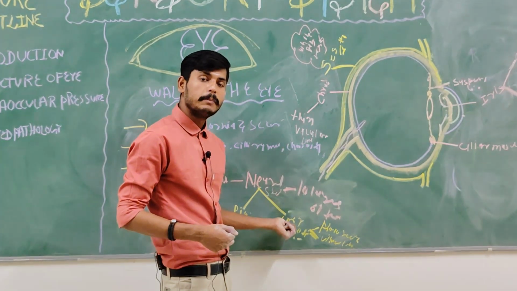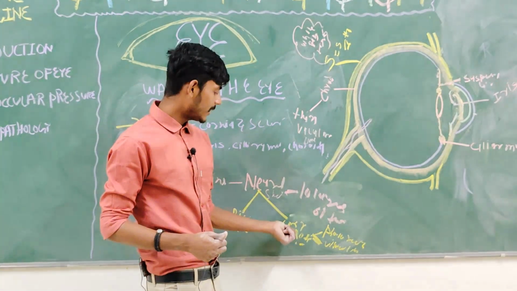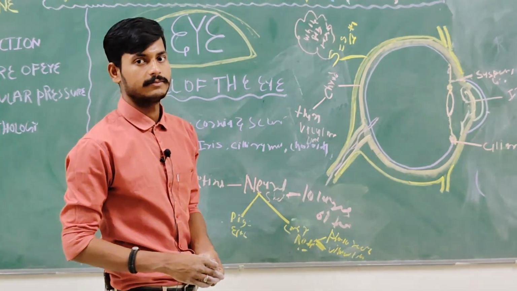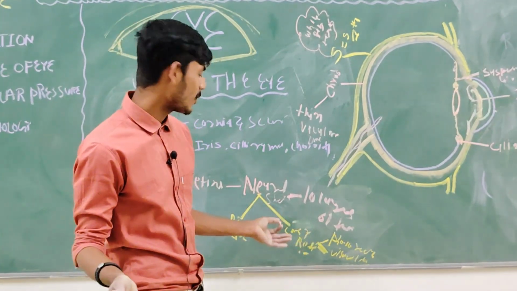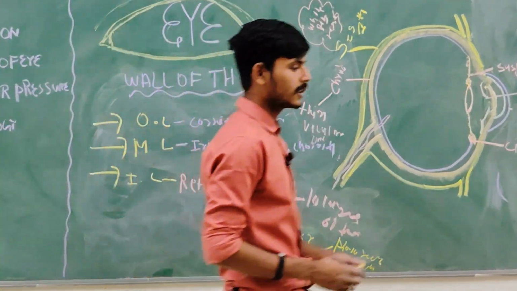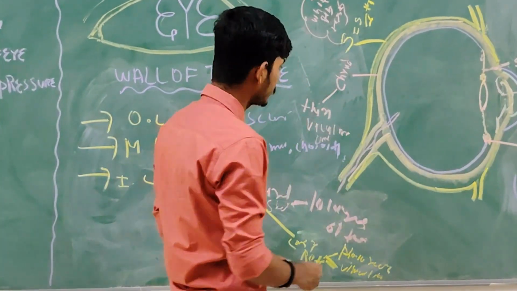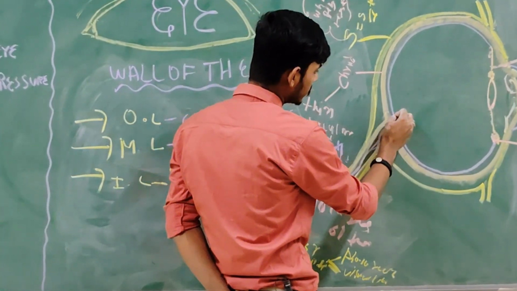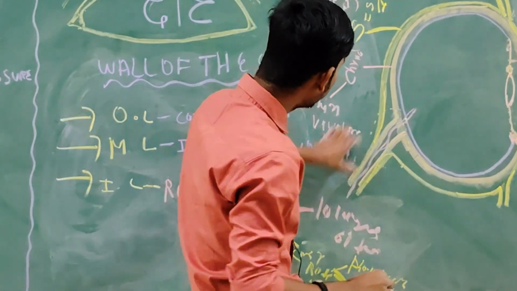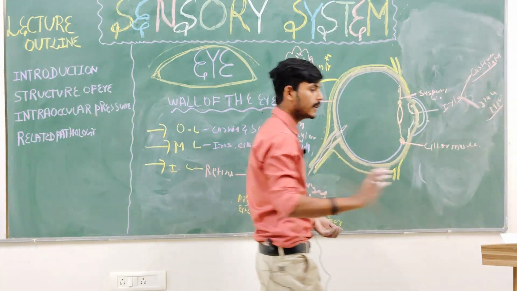There are 6 million cones present in your retina, and 12 million rods. So you are a millennial as far as rods and cones are concerned. Now the last part we discuss today is the optic disc. Mainly this part is called the fundus oculi, or fundus of the eye.